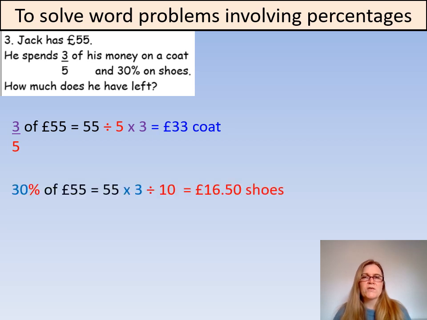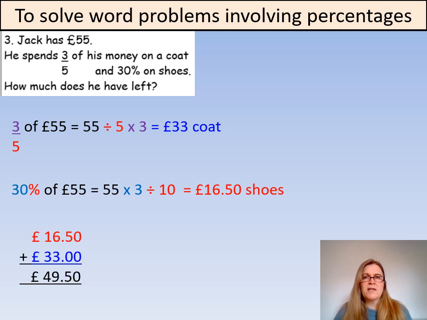Now calculate the cost of the shoes, which is 30% of £55. Remember that 30% is equivalent to 3/10. This time it's easier to multiply by the numerator 3 and then divide by the denominator 10. 55 multiplied by 3 is 165. 165 divided by 10 is £16.50. Jack spends £16.50 on shoes.